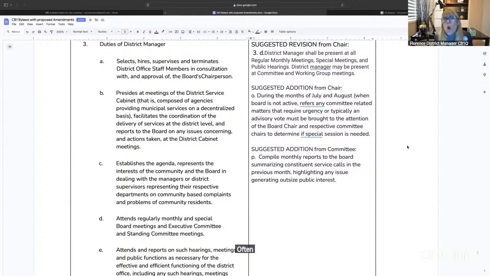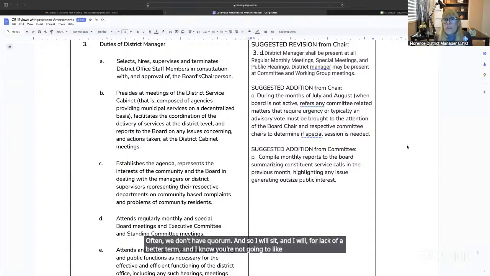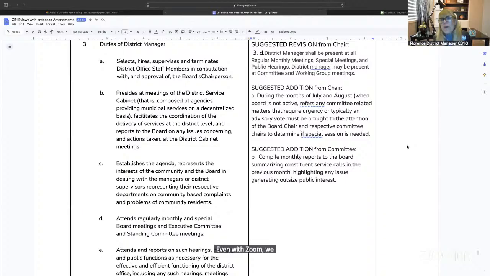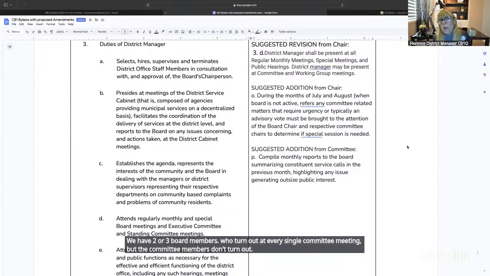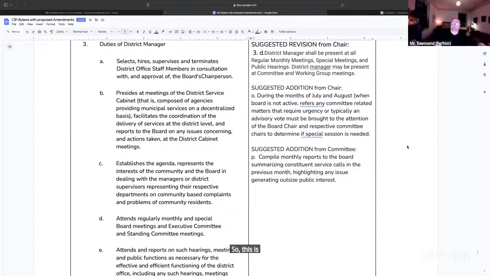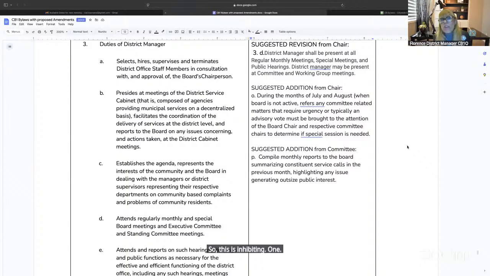Often we don't have quorum. And so I will sit and, for lack of a better term, and I know you're not going to like it, jibber jabber with the chairs. I ask them, what is your vision? What do you want? What do you see? How can I help you to make it better? Because at a lot of the committee meetings, even with Zoom, we do not have a large turnout. We have 2 or 3 board members who turn out at every single committee meeting, but the committee members don't turn out. So this is inhibiting, 1, the office, and 2, the board.